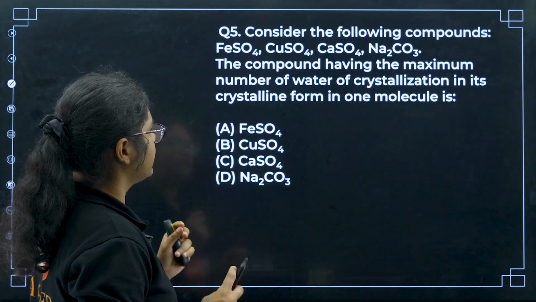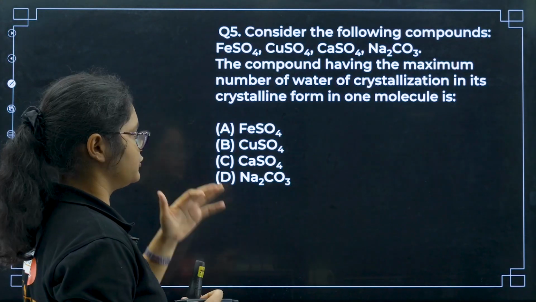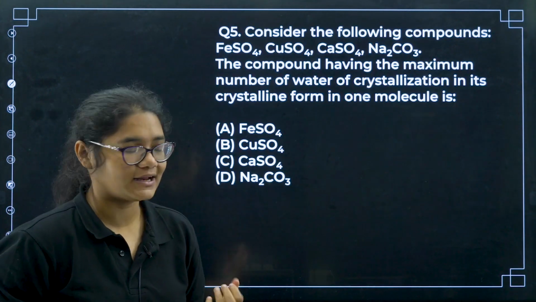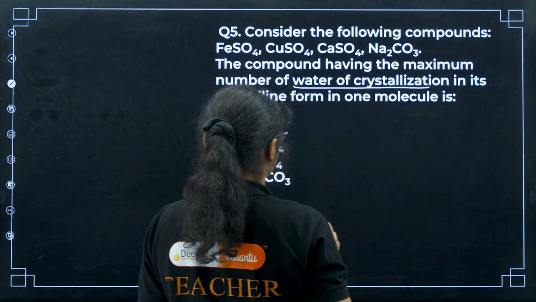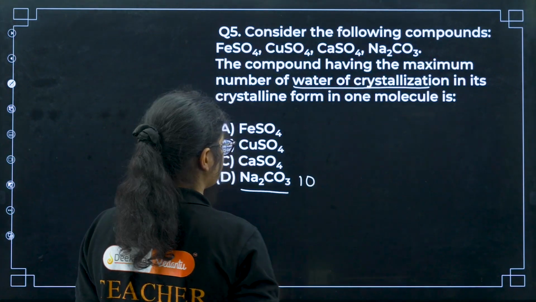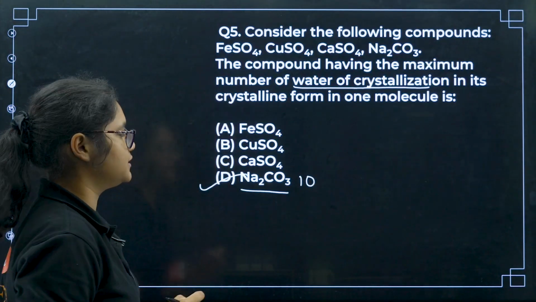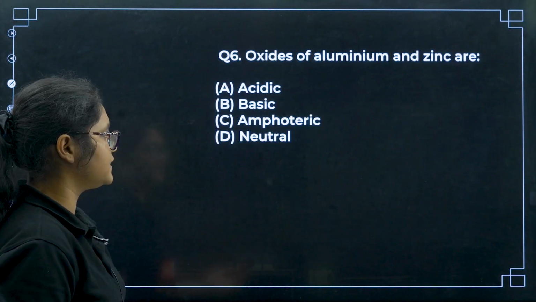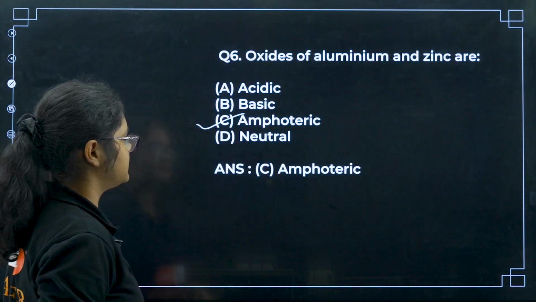Now consider the following compounds: FeSO4, CuSO4, CaSO4 and Na2CO3. The compound having the maximum number of water of crystallization. If you know this one, Na2CO3 has 10 molecules of water of crystallization. That is the highest, so the correct answer is option number D. Next, oxides of aluminium and zinc are. We know aluminium oxides are amphoteric, option number C.